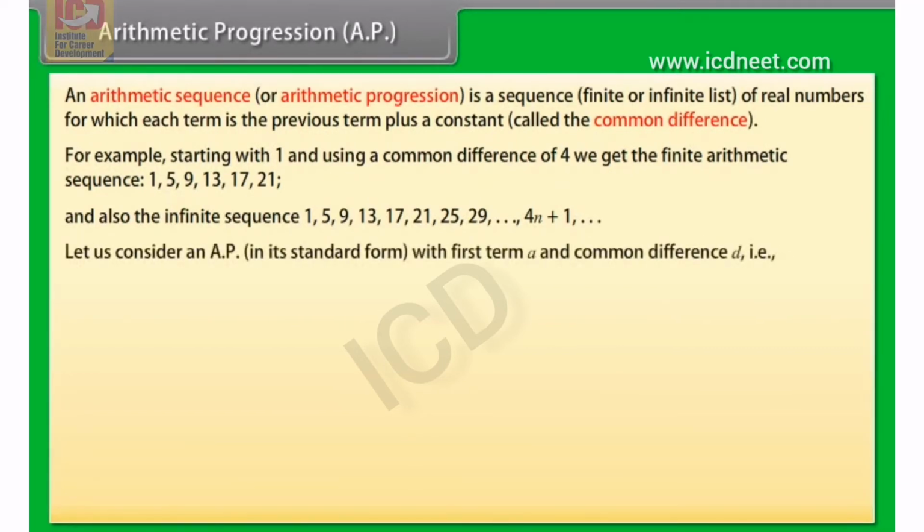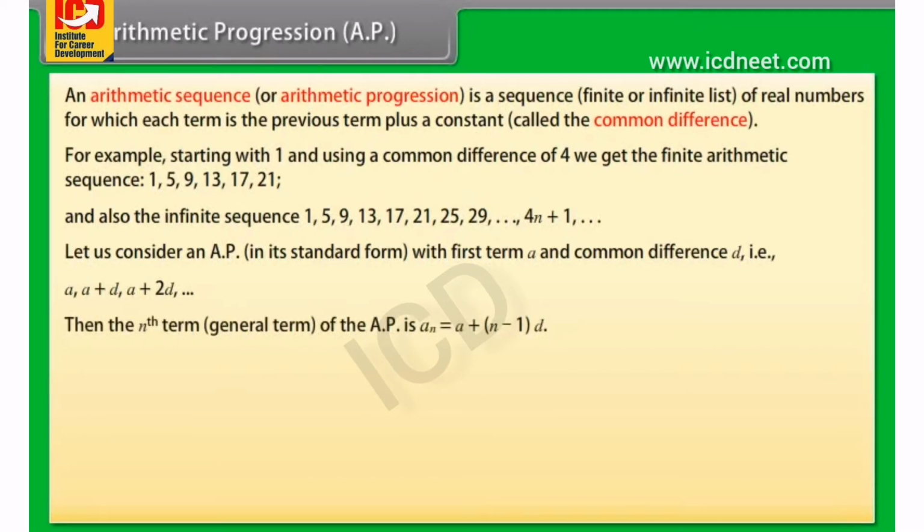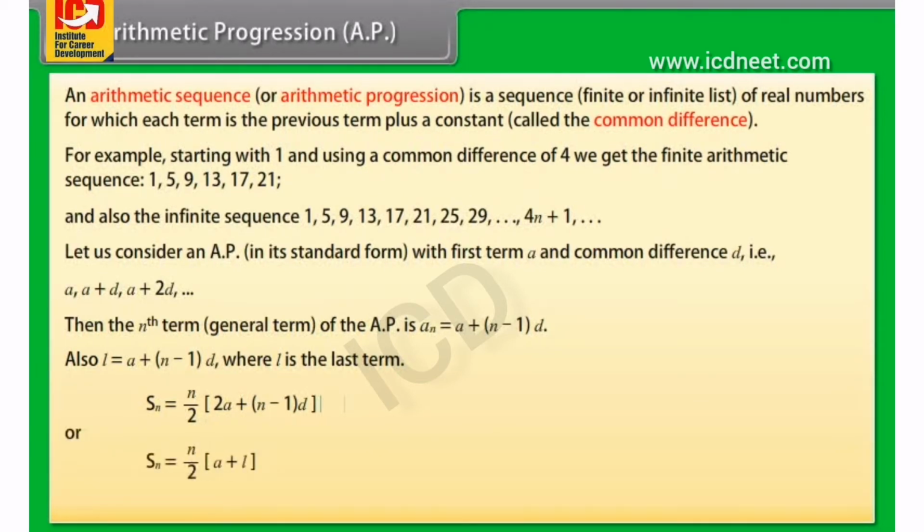Let us consider an AP in its standard form with first term a and common difference d, that is a, a + d, a + 2d, and so on. Then the nth term, that is the general term of the AP, is an = a + (n − 1)d. Also, l = a + (n − 1)d, where l is the last term. Also, Sn = n/2 [2a + (n − 1)d], or Sn = n/2 (a + l), where Sn is the sum to n terms of AP.